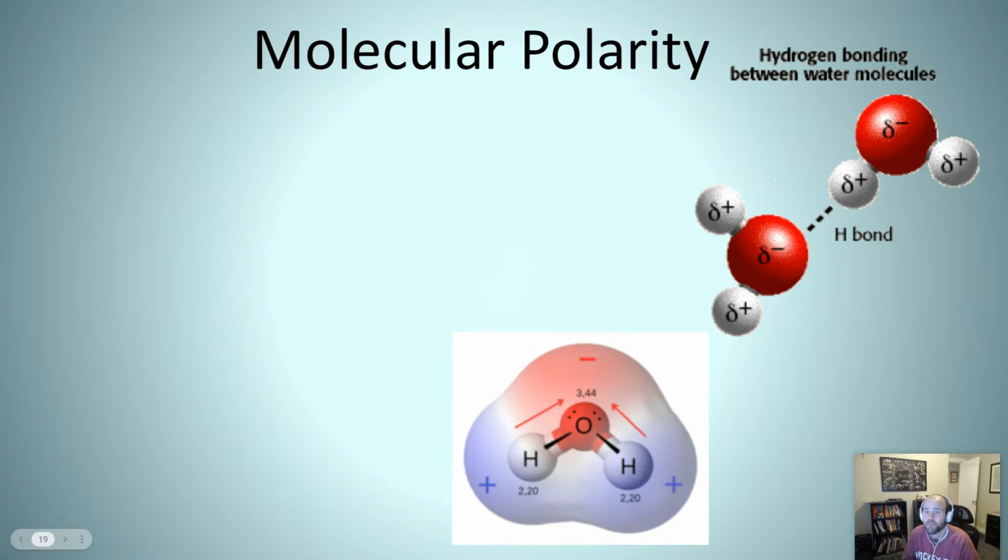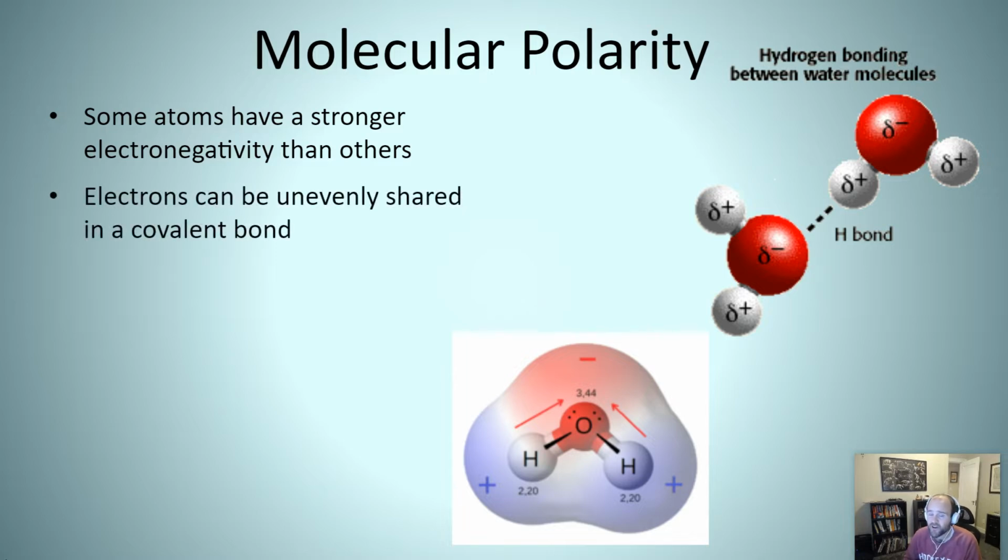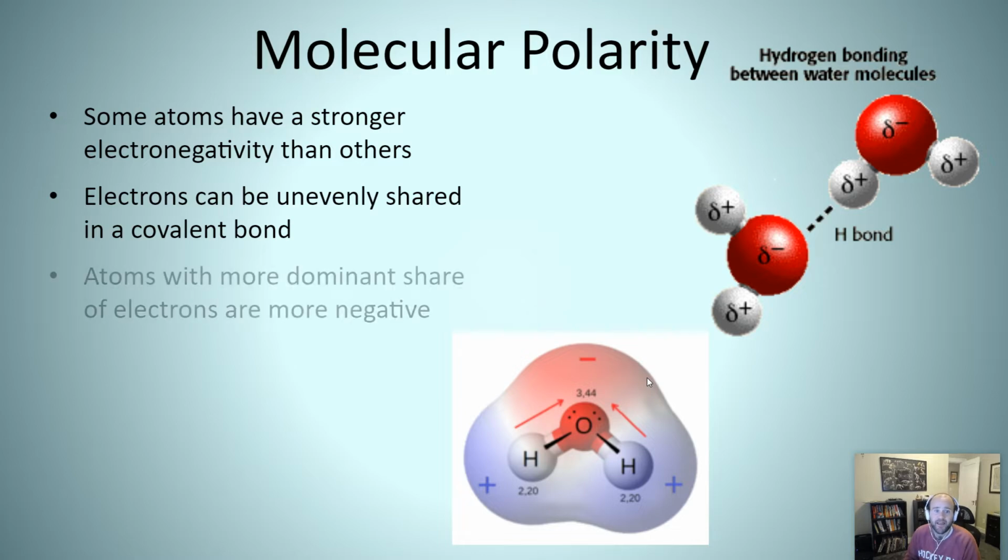To start off, we have molecular polarity. So some atoms have a stronger electronegativity, or that attraction to electrons, than others. As a result, in covalent bonds, sometimes electrons can be unevenly shared between those atoms. So, for example, in a water molecule, because oxygen has a stronger electronegativity than hydrogen, even though they're sharing electrons, those electrons are going to be closer to oxygen than they are to hydrogen.